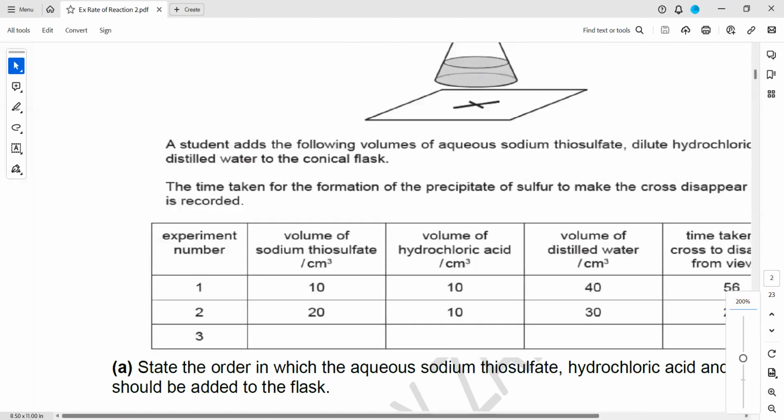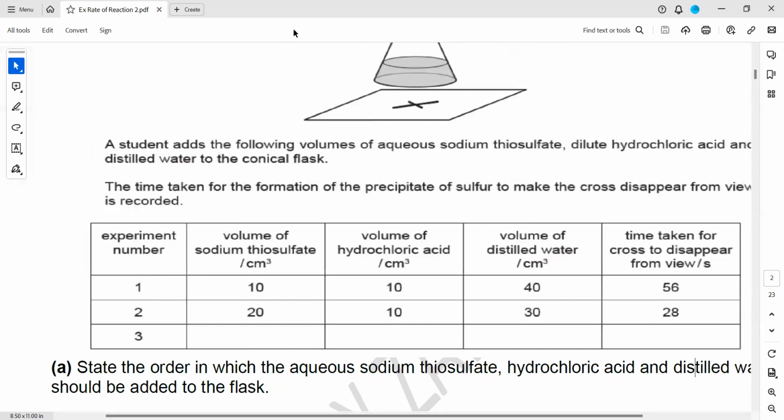Now, two things are there. You see that the student uses the same total volume for all the reactions. How is the total volume the same? For example, when 10 cm cube of sodium thiosulfate, 10 cm cube of hydrochloric acid, and 40 cm cube of water are used, what is the total volume of the solution? That is 60. Same way, if 20 cm cube of thiosulfate, 10 cm cube of hydrochloric acid, and 30 cm cube of distilled water are used, what is the total volume of the solution? The total volume of the solution is 60.